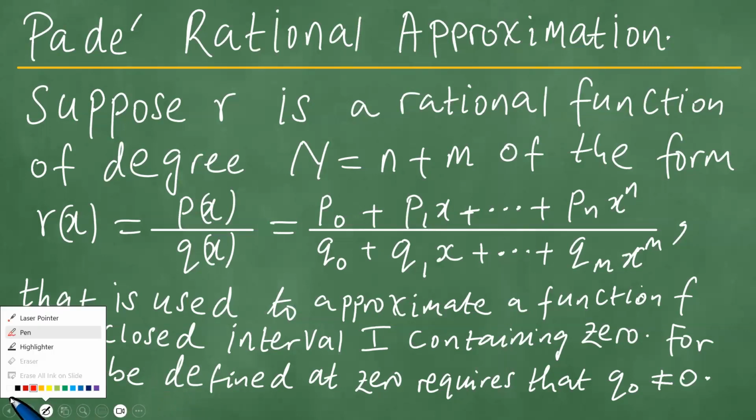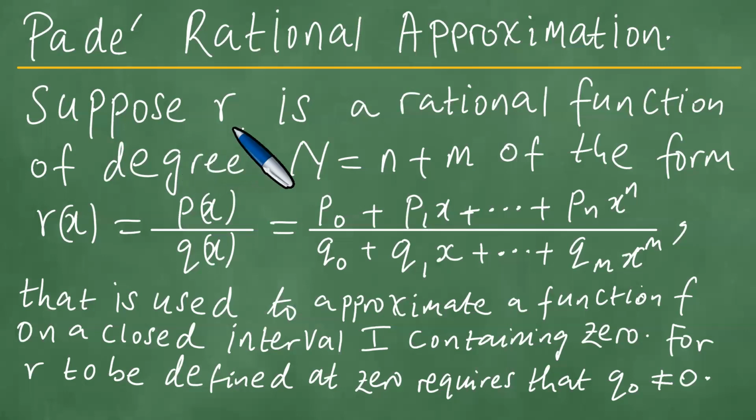rational approximation technique. We suppose that R is a rational function of degree n plus m. So it's key to realize that R itself is a rational function. What is the degree of the rational function R? It is the sum of the degrees of the parts in the numerator and the denominator, that is, the sum of the degrees of the polynomials that feature in the numerator and the denominator respectively.